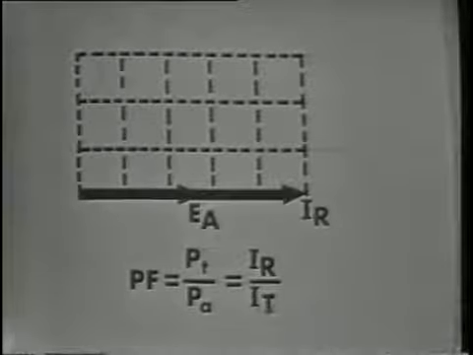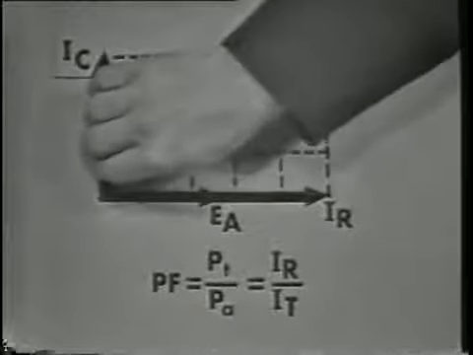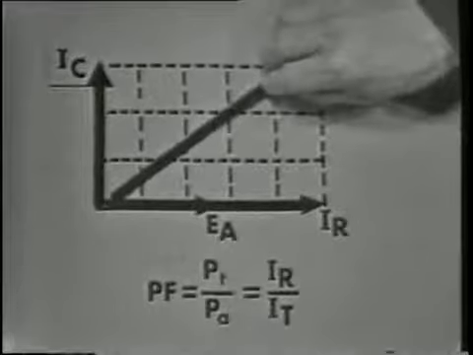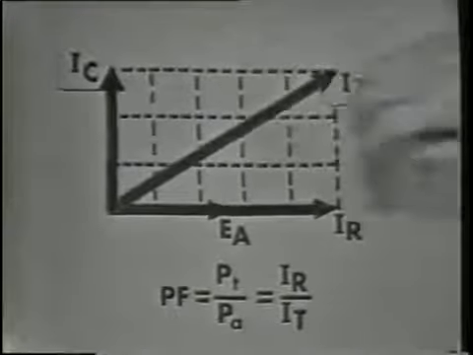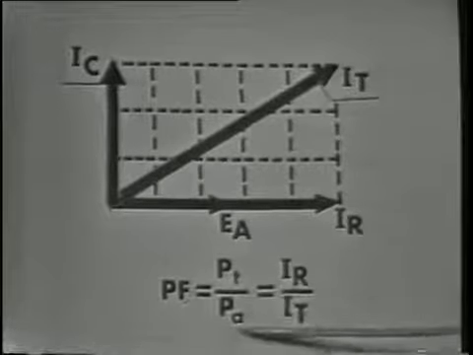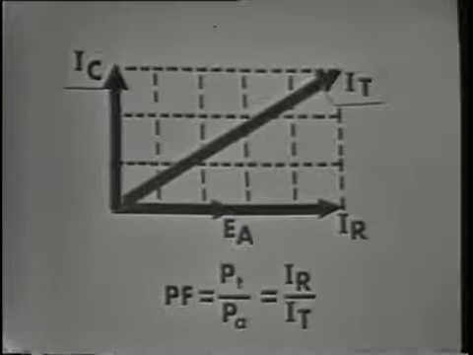But if a reactive current were introduced, or if the reactive current were increased, then total current would increase, angle theta would increase, and the power factor would decrease. Of course, apparent power would increase also, causing the power factor to decrease.